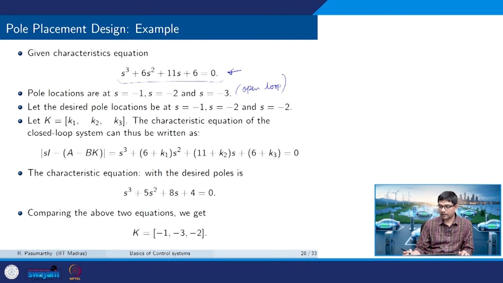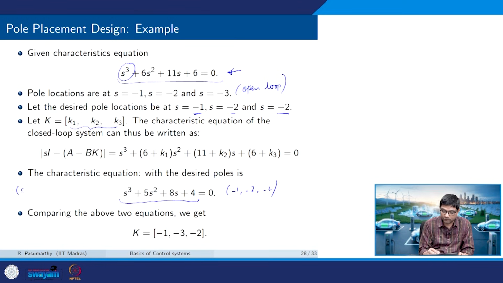Okay, now can I do something and say, well, let the poles be at -1, -2, -2 instead of -1, -2, and -3. It's a system with 3 states, so k will have 3 entries, k1, k2, and k3. I write down the equations in this form, right? With the desired pole locations, I have something like this. This is the desired characteristic equation with poles at -1, -2, -2.